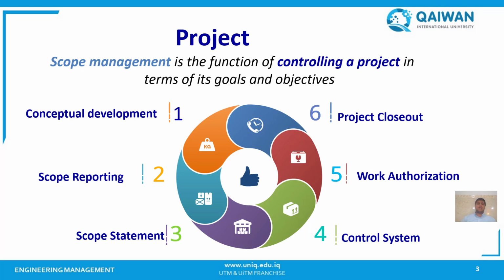In project management we have scope management. Scope management involves controlling a project's goals and objectives by defining or managing or controlling what's included and excluded from the project scope. It sets the boundaries and context of the work to be done, and it ensures that the project remains focused on its intended outcomes.